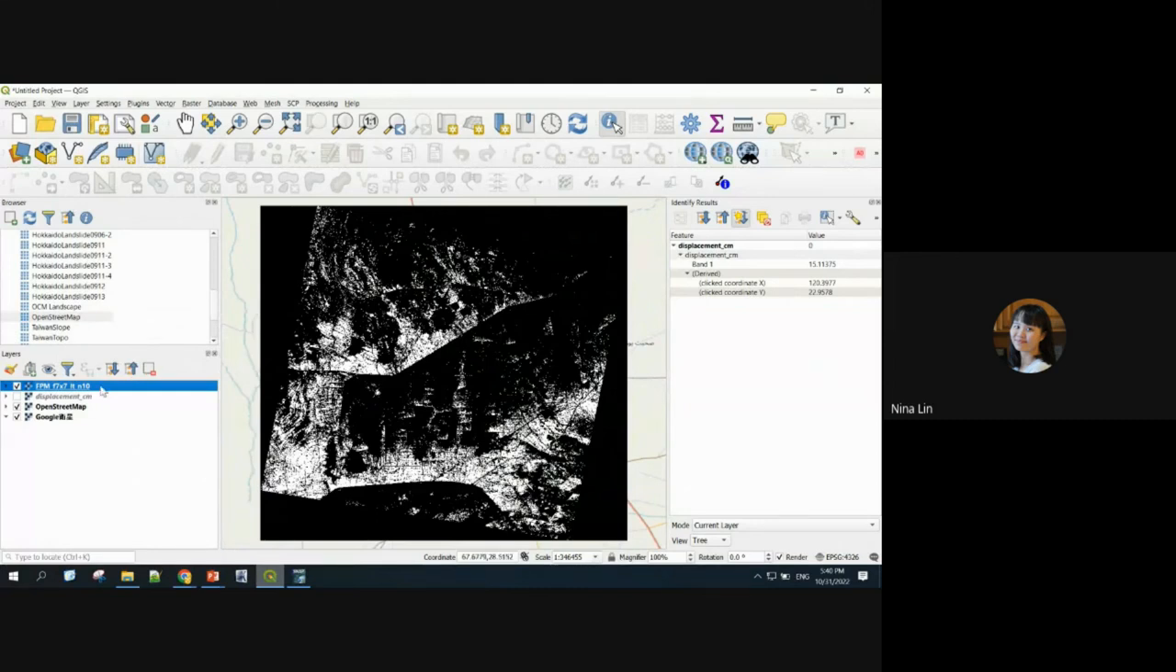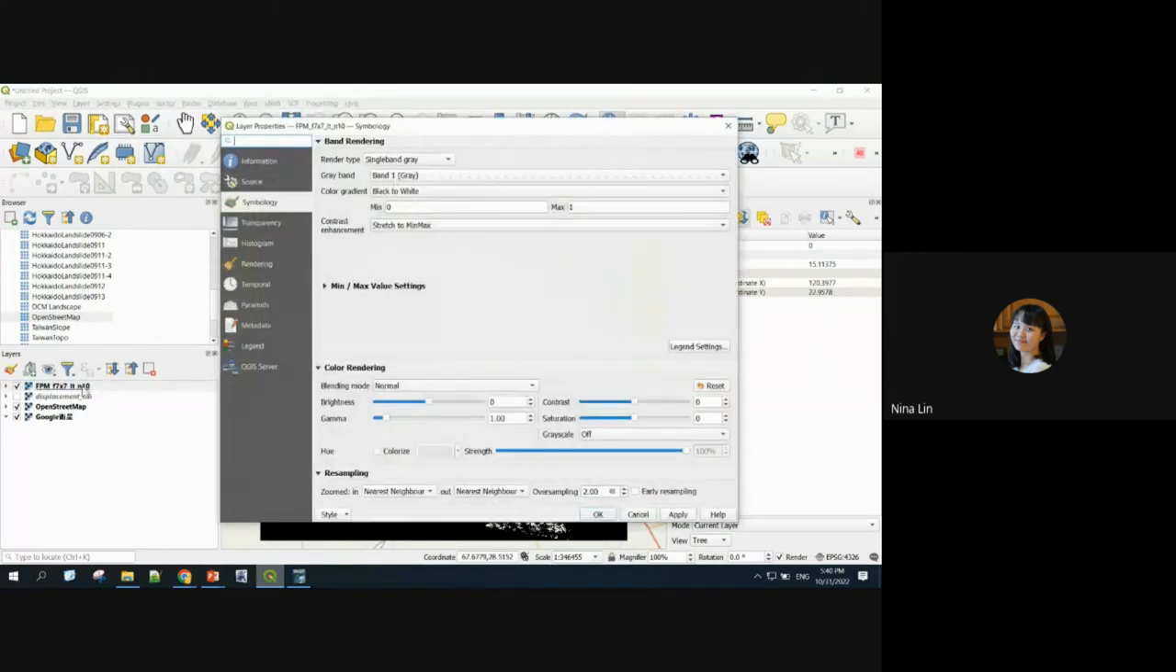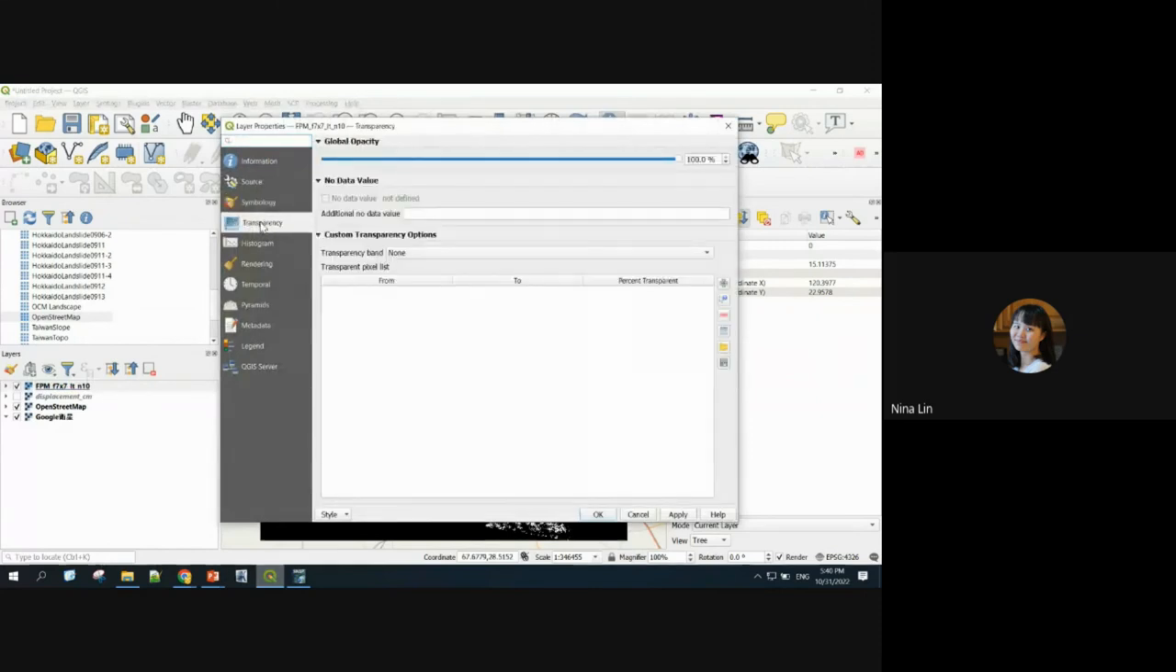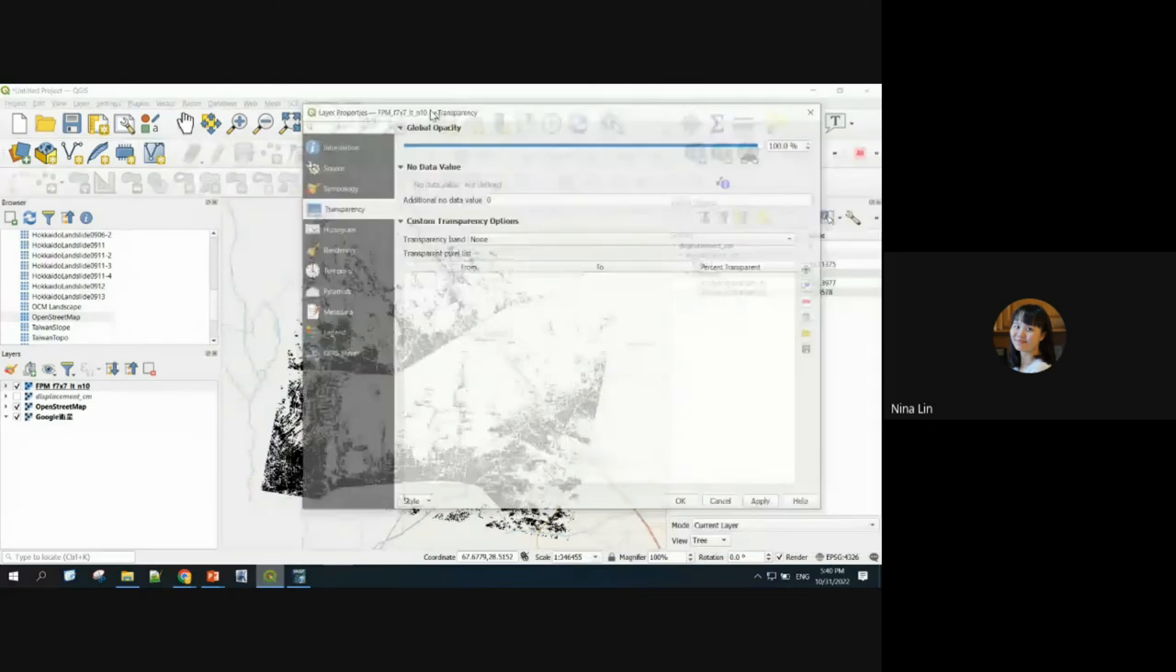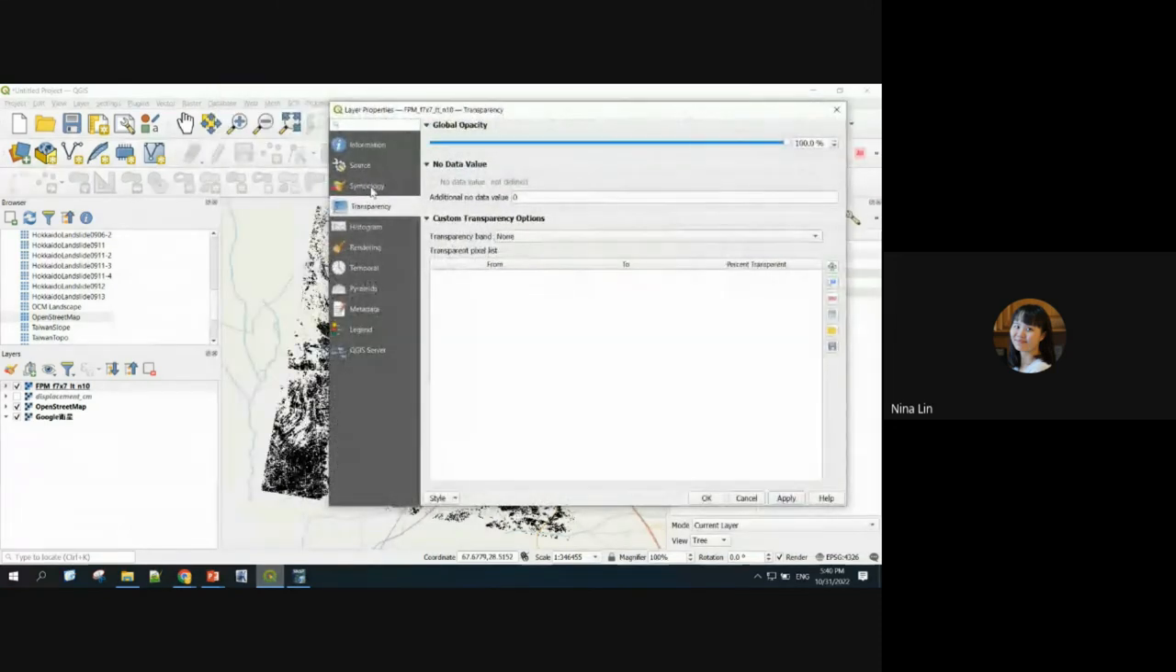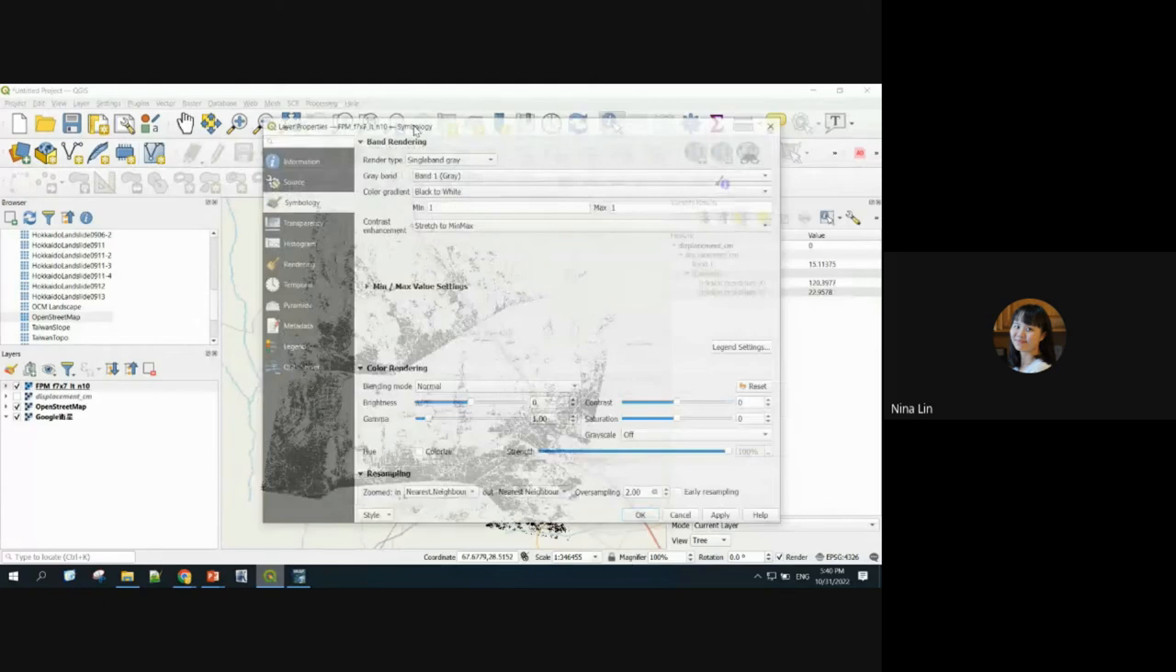And we don't really like these zero values. Zero values means it's dry. So you double click and in transparency, you set additional no data value to zero. Okay, apply. Okay, so here they are, they disappeared. And the color is dark, this black, that's not really what we want.